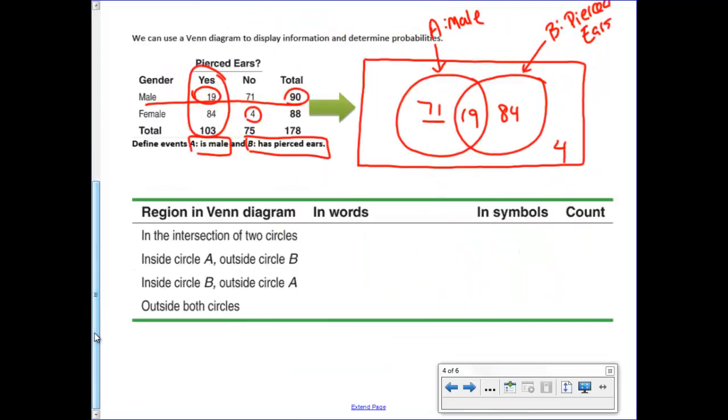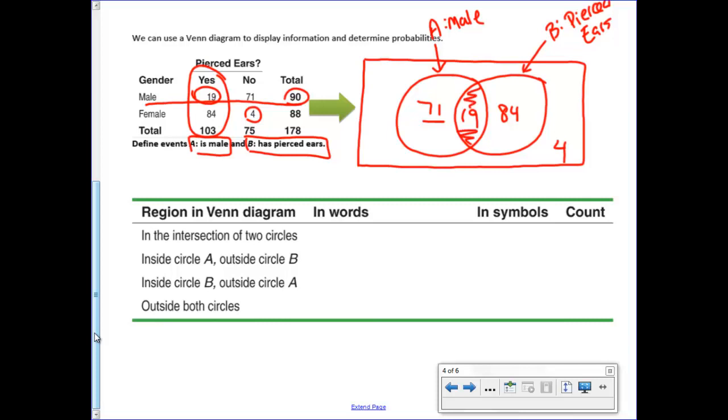And so, lastly, we have these regions of the Venn diagram. We want to write in words, what is it telling us? Symbols come up all the time, and you have to know what those symbols mean. And then we'll also put the count for that. So if we're in the intersection of the two circles, the center part right here, tell me in words, who are those people?